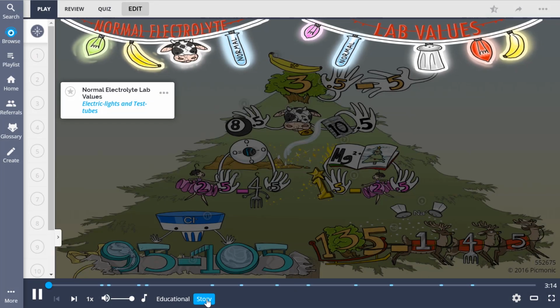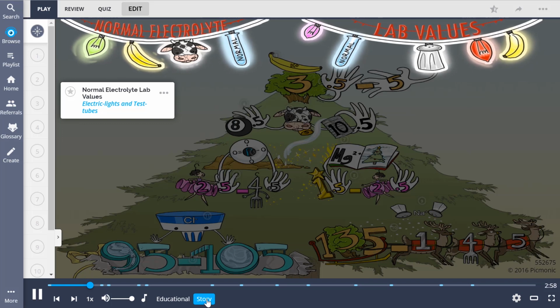The normal electrolyte lab values can be thought of like electric lights, and in this scene we find ourselves in a place one might expect to find a vibrant display of electric lights, a Christmas tree. All the electrolytes are here to decorate the tree, using their values as ornaments.